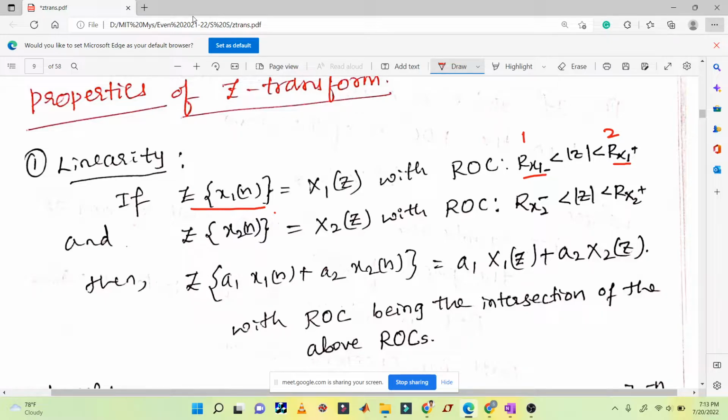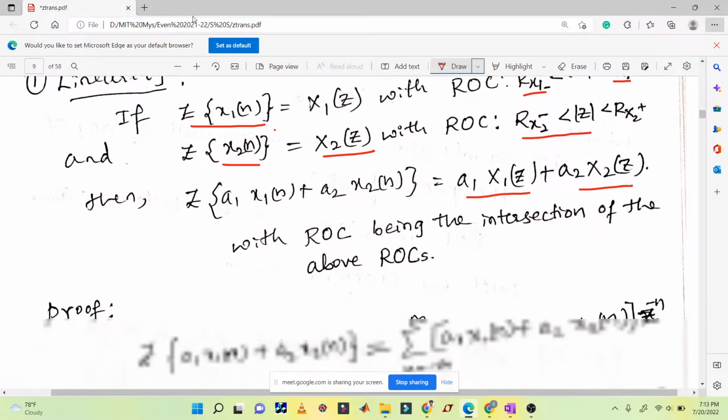Okay. Similarly, x2 of n is there. Its Z transform is x2 of Z and its ROC is like this. Then Z transform of a1 x1 of n plus a2 x2 of n will be, that is, if you take the Z transform of the scaled versions of x1 and x2, it will lead us to a scaled version of individual Z transforms summed together. Okay, and ROC being the intersection of above ROCs.